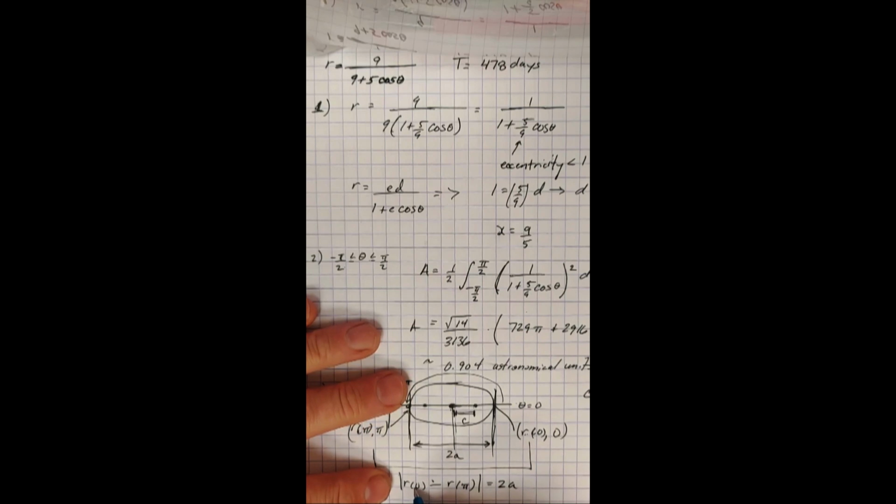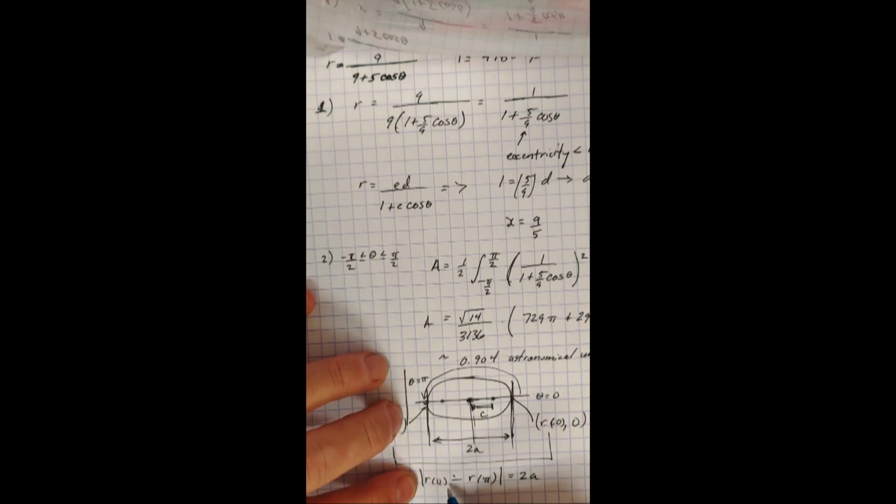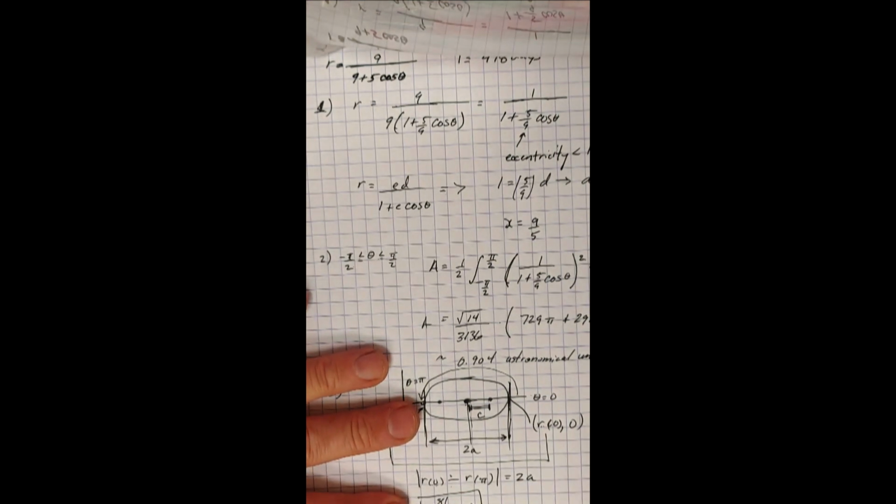And so if we plug in r of 0 and we subtract from it the distance r of pi, we get, and so plugging these values into GeoGebra and taking the division by 2, we get that a is equal to 81 over 56. Okay, so now that we know what a is, we can determine the other values.